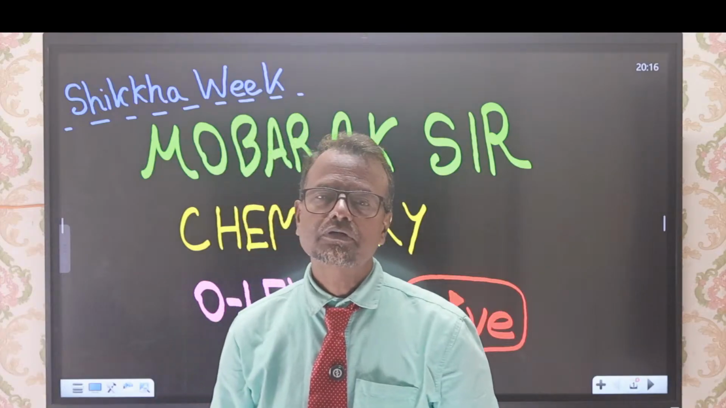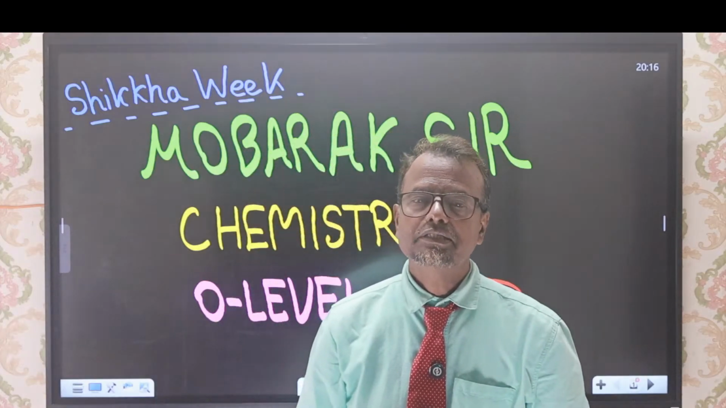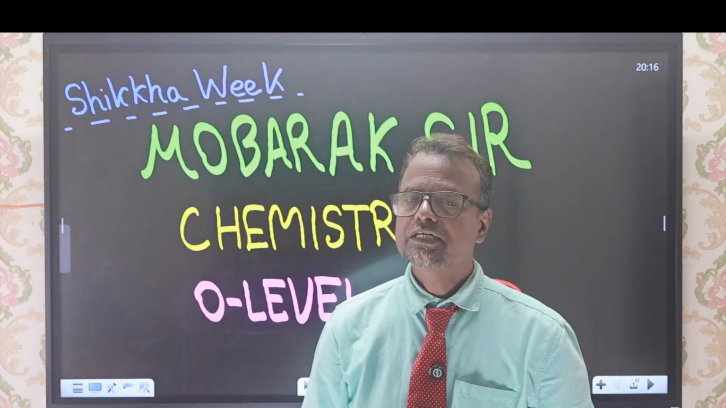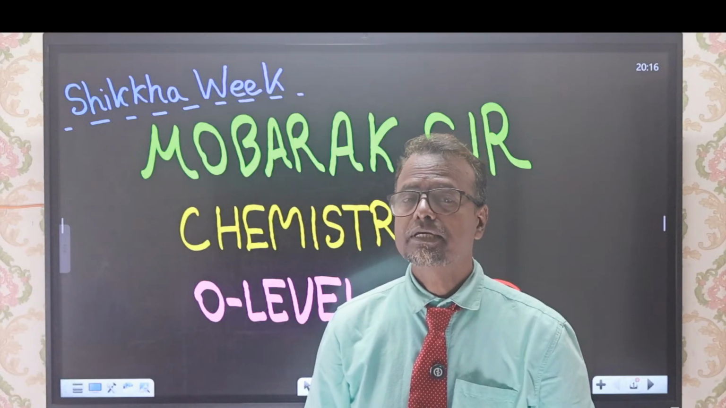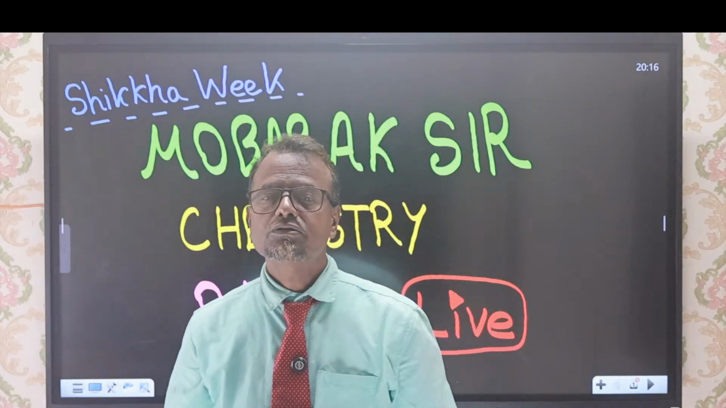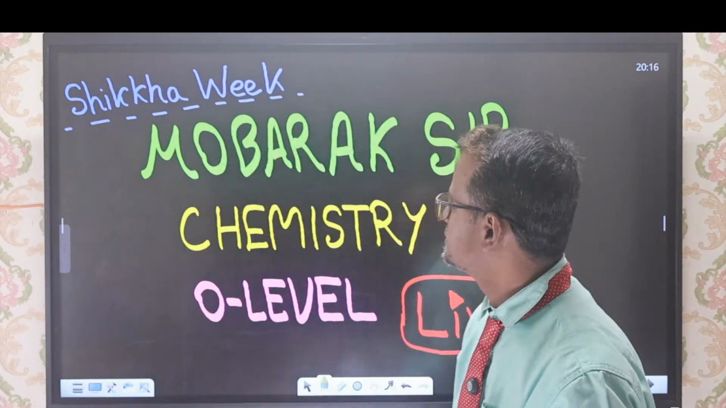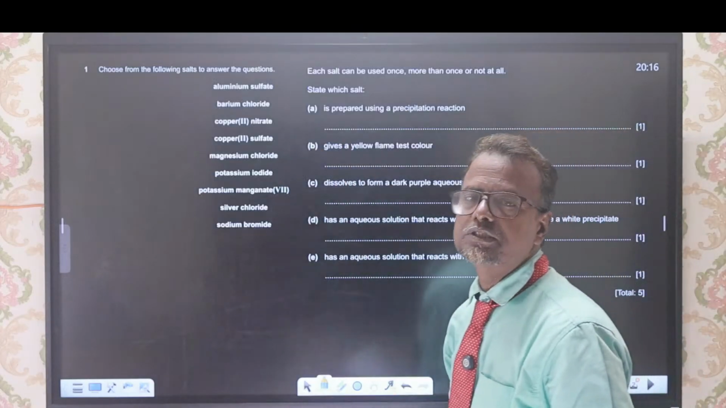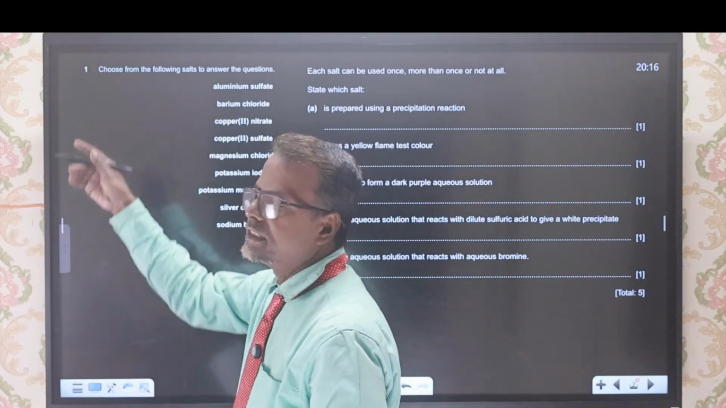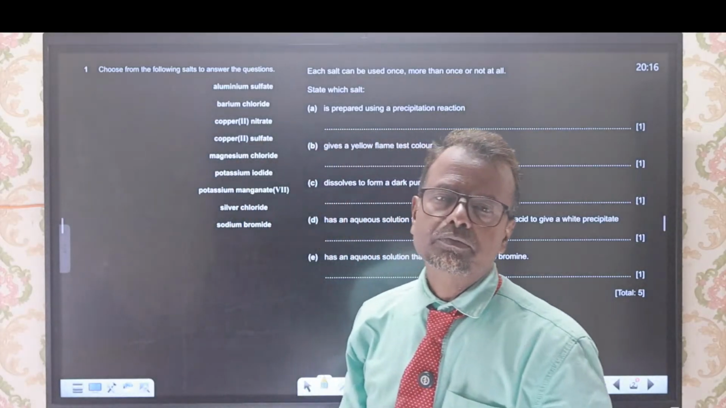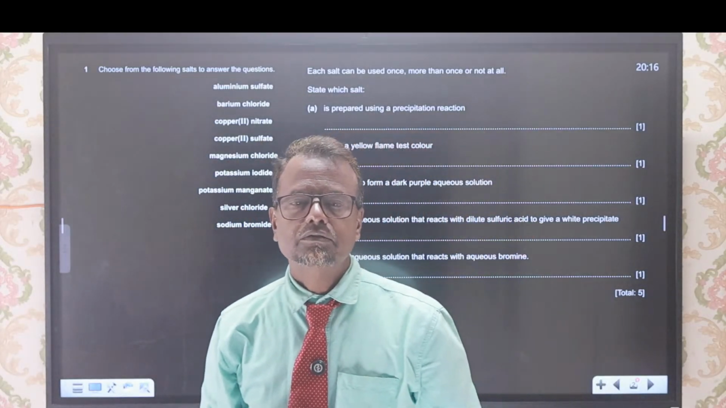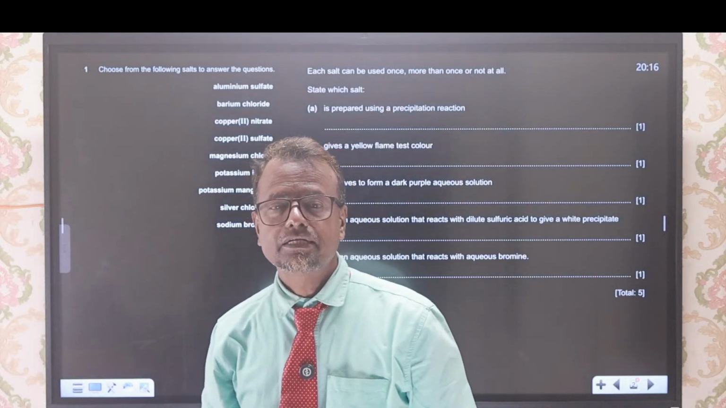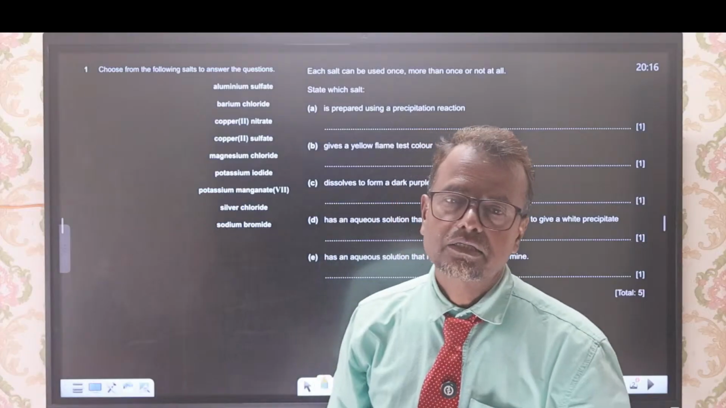Today we are going to solve O-level chemistry, Cambridge 2025, variant 22, May-June. Okay, now let's go to the question paper. This is question number one. You know, paper two, the total time is 80 minutes and 80 marks.